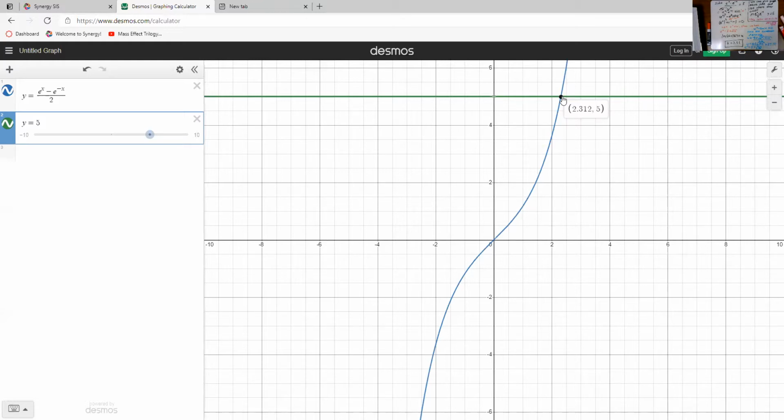A little easier, isn't it? Instead of taking us 15 minutes and needing to use the quadratic formula, we just took 30 seconds to graph each side. Desmos just told us the solution.